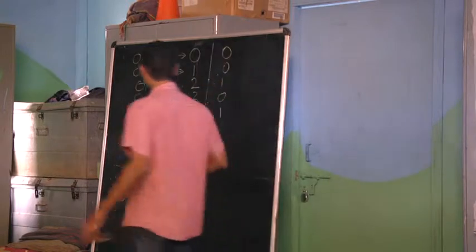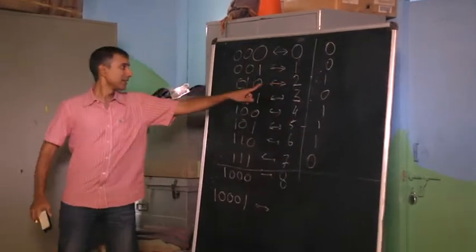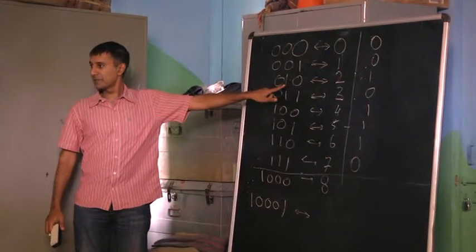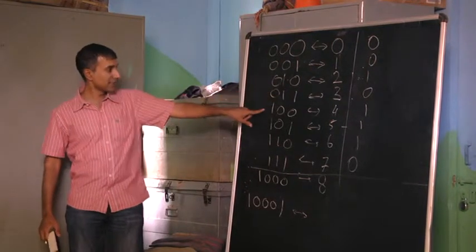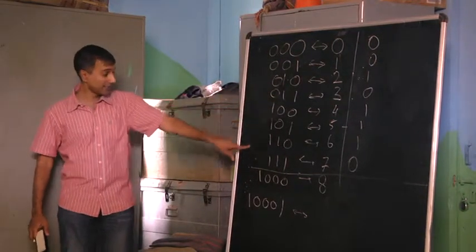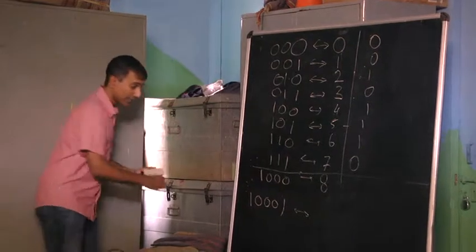Remember what I told you. If 1 is in this position, it means 2. If 1 is in this position, it means 4. If 1 is in this position, it means 8. So 1 in this position is?